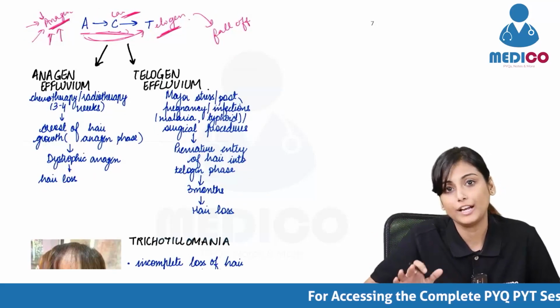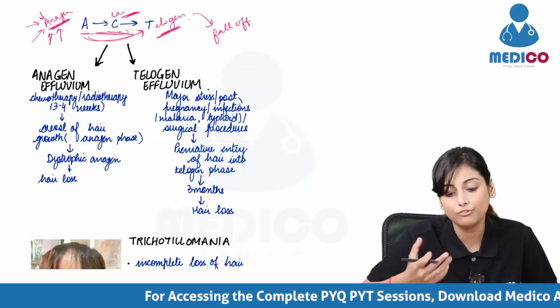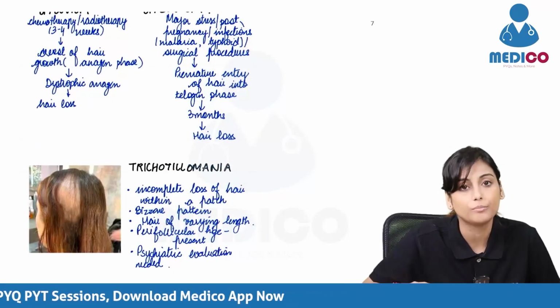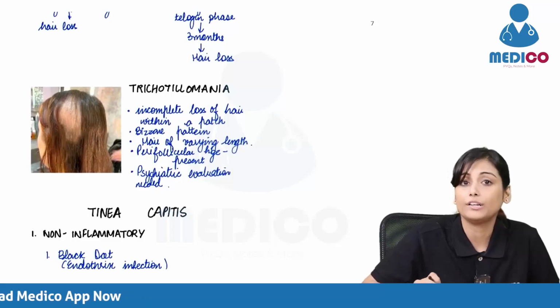Now, they won't fall off right away. If I fall sick today, they won't fall off today. After 3 months, they will fall off. That is called telogen effluvium. Okay, then there's something called trichotillomania.